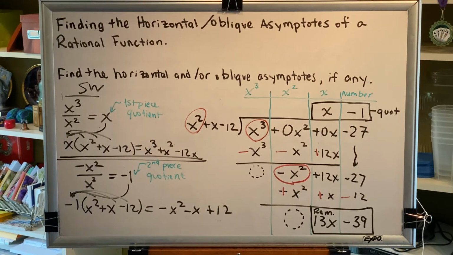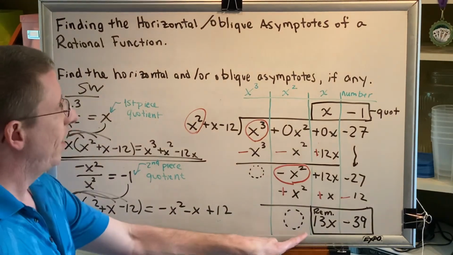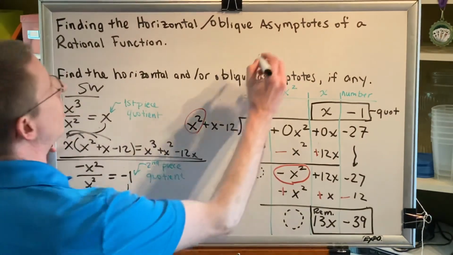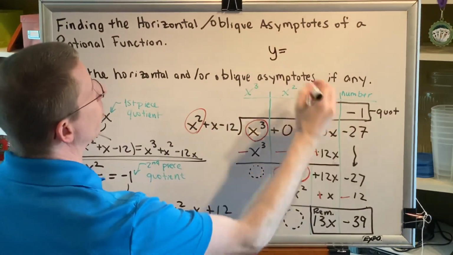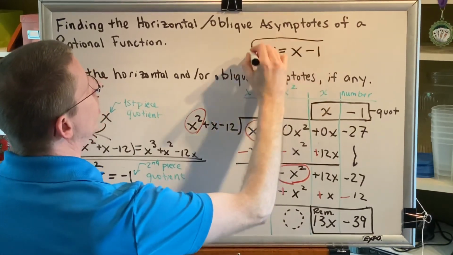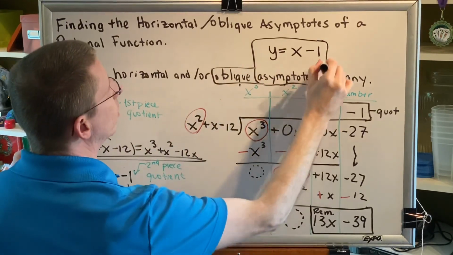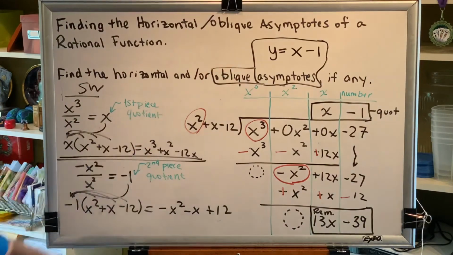Let's reread action C. If the degree of the numerator polynomial is 1 higher than the degree of the denominator polynomial, then use polynomial long division. Done. If there is a remainder, then the quotient, discarding the remainder, is the oblique asymptote. So, did we have a remainder? Yes. Therefore, we will have an oblique asymptote, and its equation is y equals this quotient, x minus 1. So, the answer to this question is there is an oblique asymptote, and its equation is y equals x minus 1.